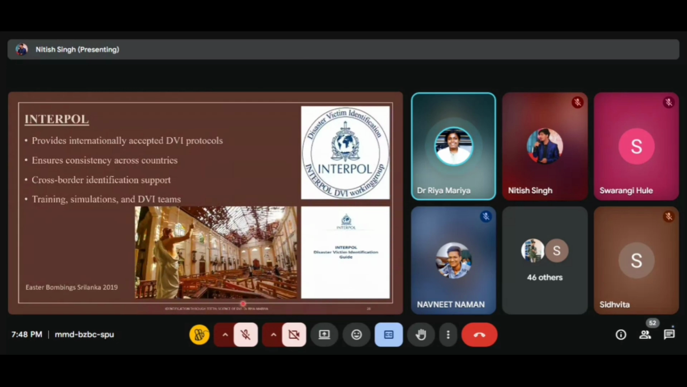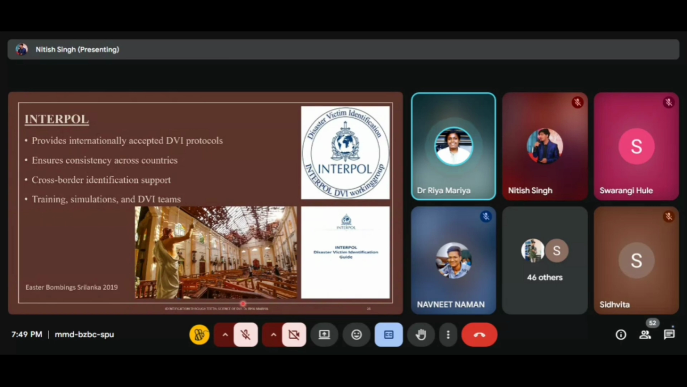Just talking about the role of Interpol. Interpol DVI provides internationally accepted protocols, because all nations follow these Interpol DVI protocols. So it can ensure consistency and cross-border identification. If a disaster occurs in one country, another country's DVI team can also work on that. Interpol will send their DVI teams to the countries which are in need of support, and they also conduct training, simulations, and DVI teams.